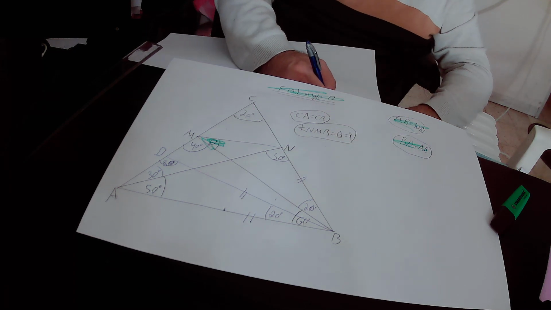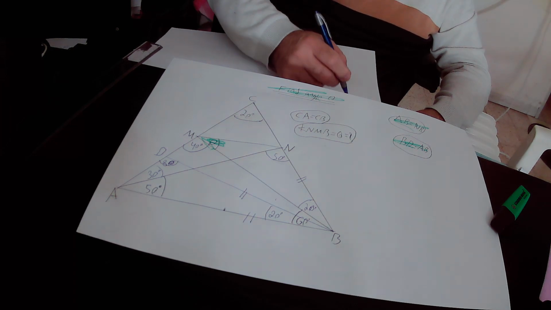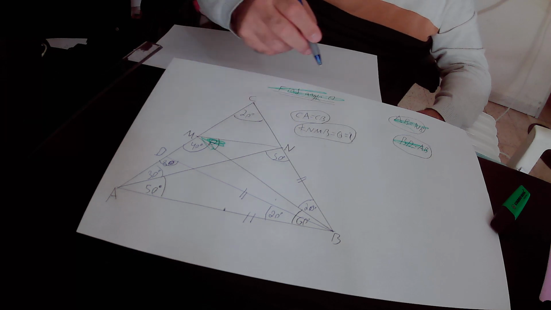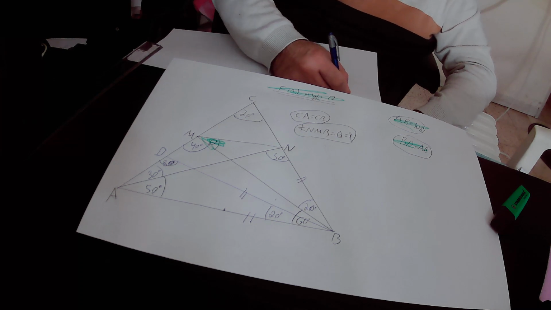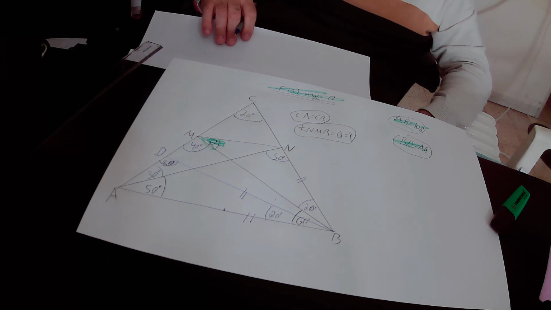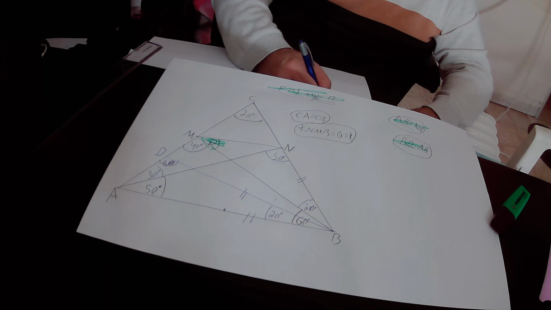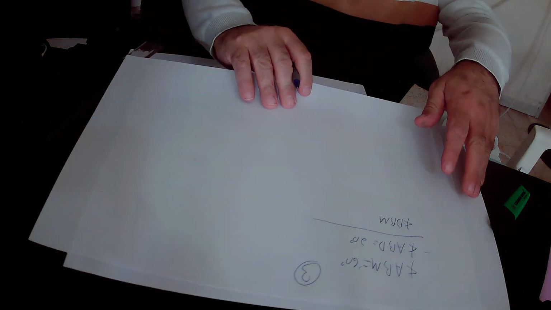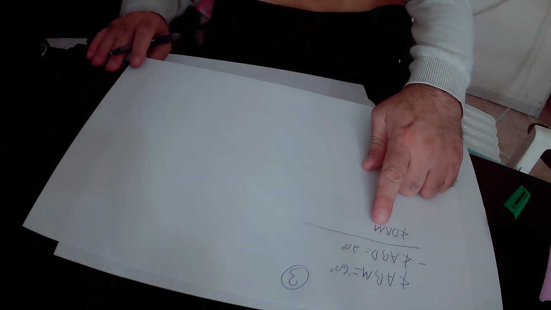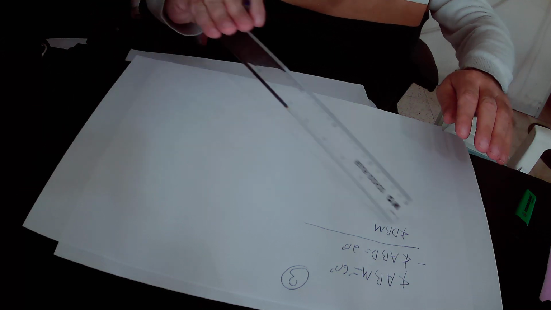This angle that is equal to 60 degrees in its size, minus the small angle that is actually angle ABD that is equal to 20 degrees in its size, must be equal to the missing angle that is actually angle DBM. Repeat again. The big angle ABM that is equal to 60 degrees in size minus the small angle ABD that is equal to 20 degrees in size must be equal to the missing angle DBM.